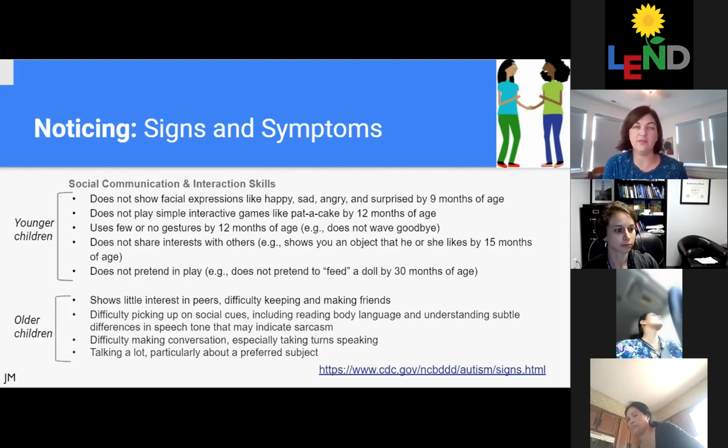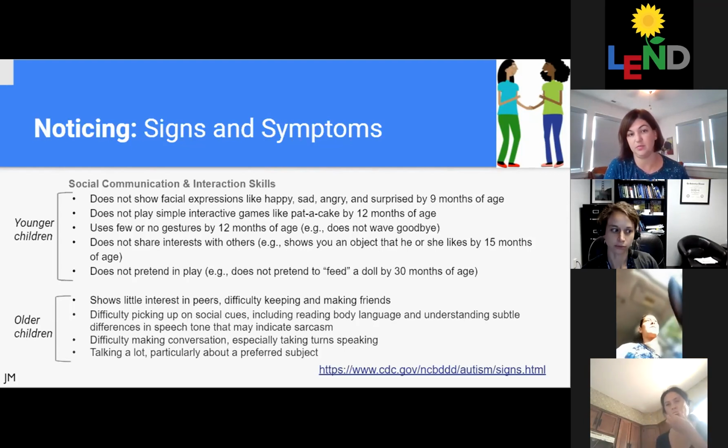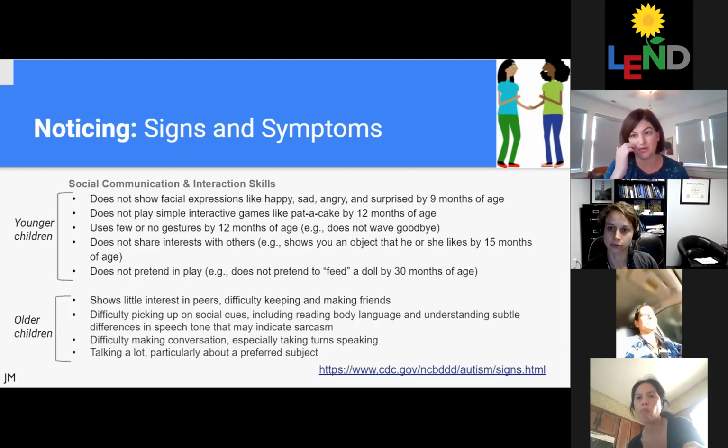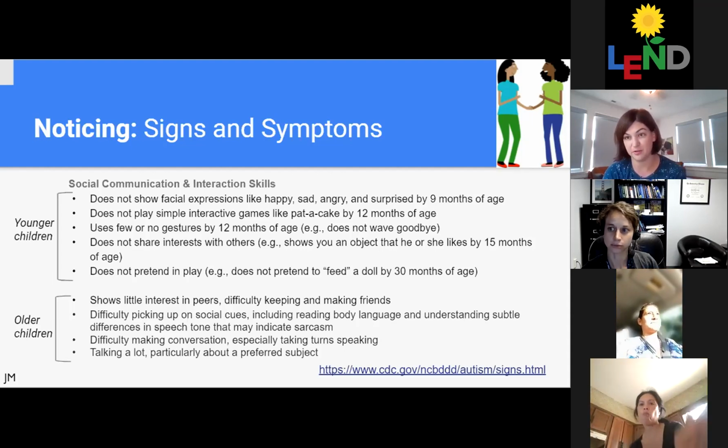But again, there's a lot of information out there that can be overwhelming. So we wanted to tonight also use this opportunity to link you to really reputable websites. So the CDC we've linked there is an excellent first place to start.